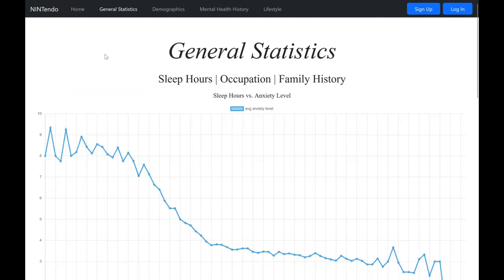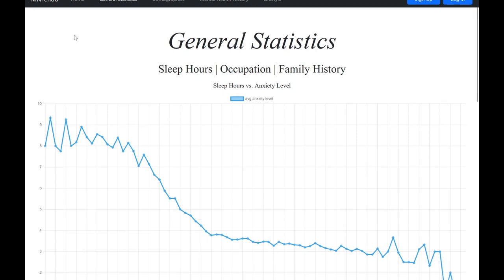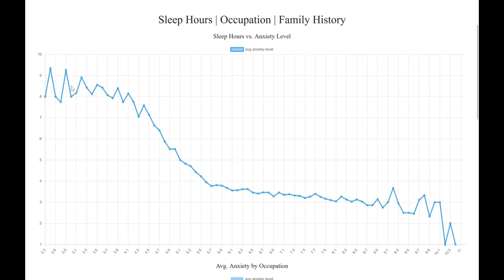Under General Statistics, we can see a brief sneak peek of different graphs that we have created, covering the factors sleep hours, occupation, and family history. First, we have a line graph displaying sleep hours versus anxiety level. Using chart.js has been an efficient way of creating graphs as we do not need to manually create many things. For example, the x and y axes are scaled automatically according to the range of the corresponding datasets.